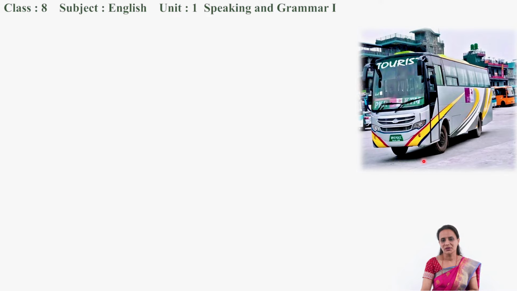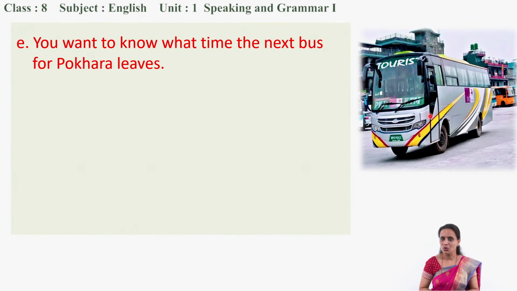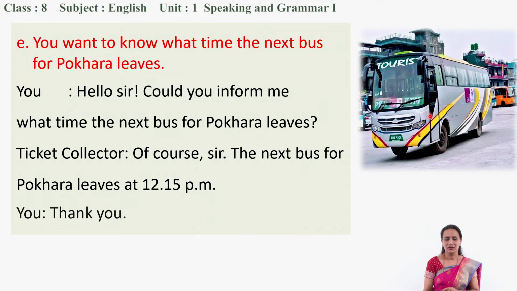Now, what do you see here? Bus. Okay, tourist bus, and it's written Pokhara to Kathmandu. Now see. You want to know what time the next bus for Pokhara leaves. Okay? And how are you going to ask it? Now, there is the conversation of you and the ticket collector. Hello, sir. Could you inform me what time the next bus for Pokhara leaves? Now see here. Could you inform me what time the next bus for Pokhara leaves? Now ticket collector says, of course sir, the next bus for Pokhara leaves at 12:15 p.m. Okay. Now you tell, thank you. Now another situation, let's see it here.